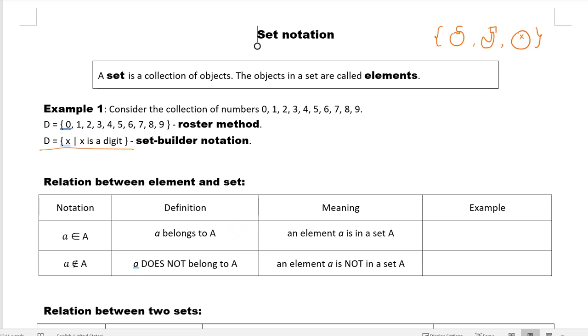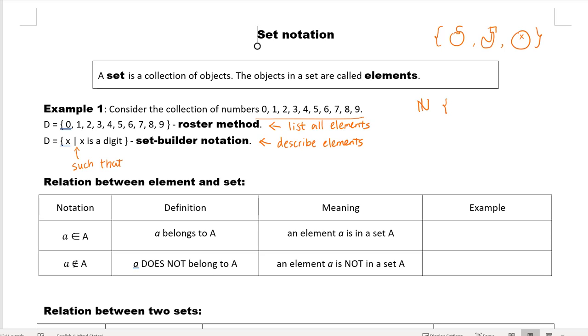Then let's look at the next one. D is the set of x such that x is a digit. This vertical line means such that. So this is called the set builder notation. We're actually describing what those numbers are. Those numbers are digits. In the roster method, we list all the elements, and in set builder notation, we try to describe the elements. What are the elements?